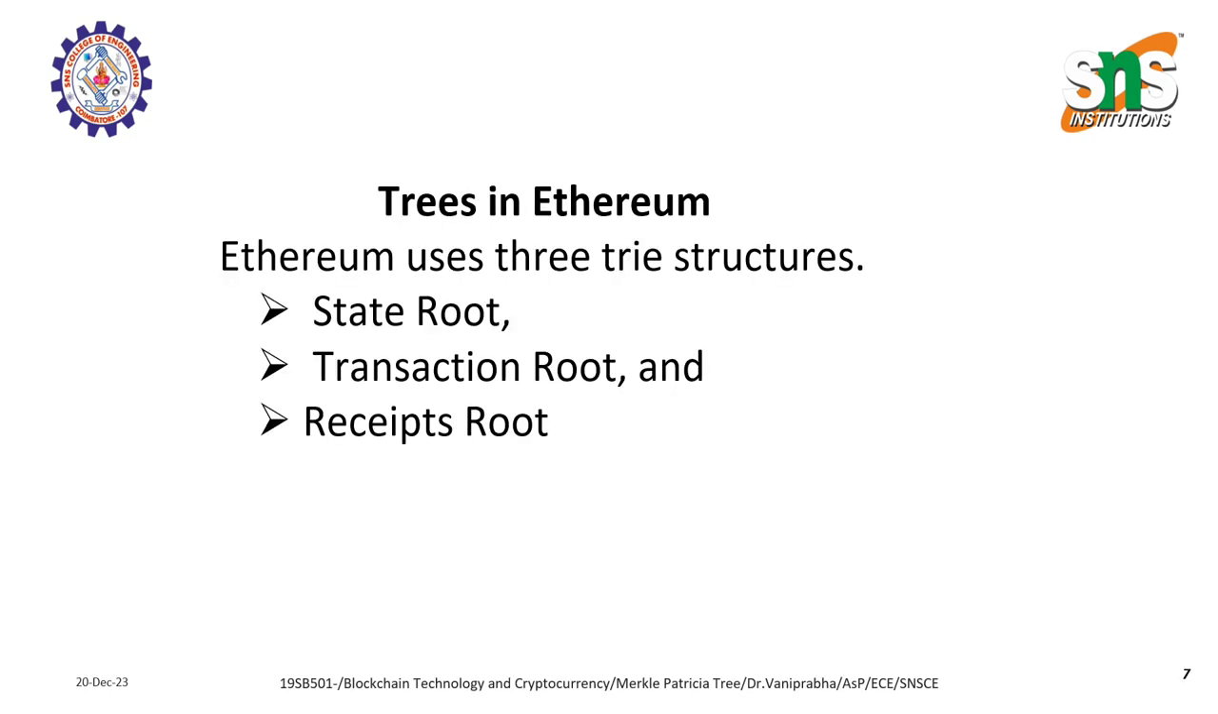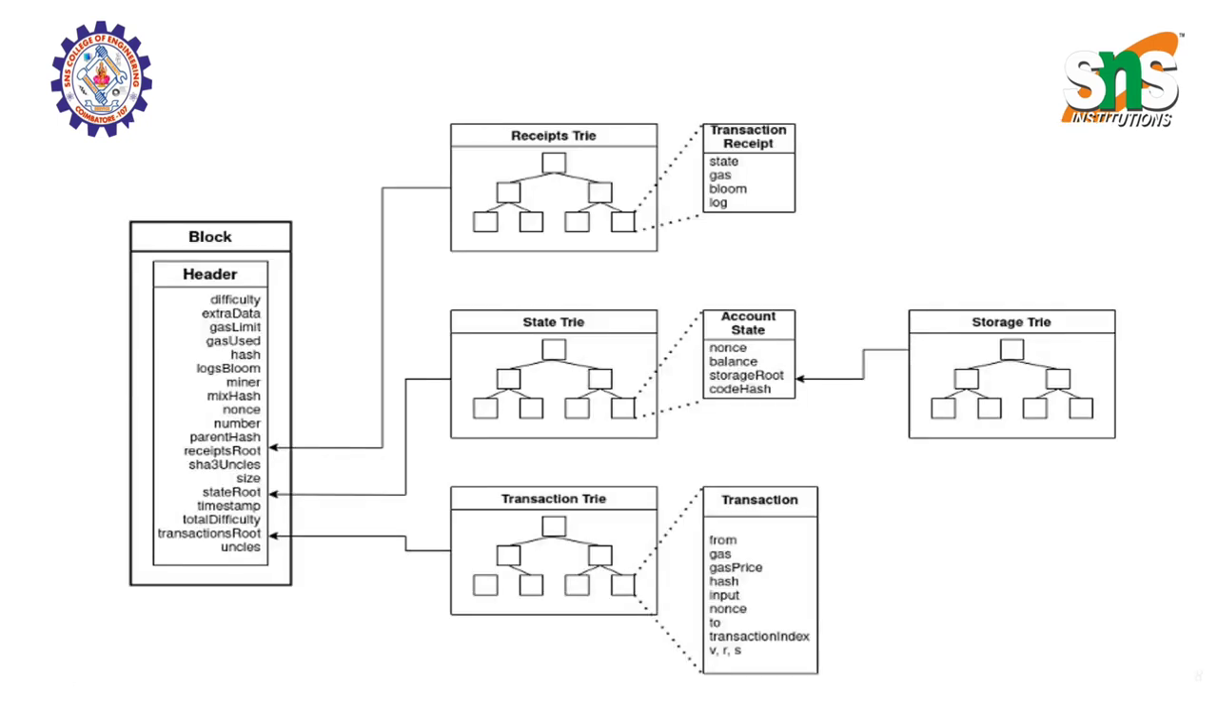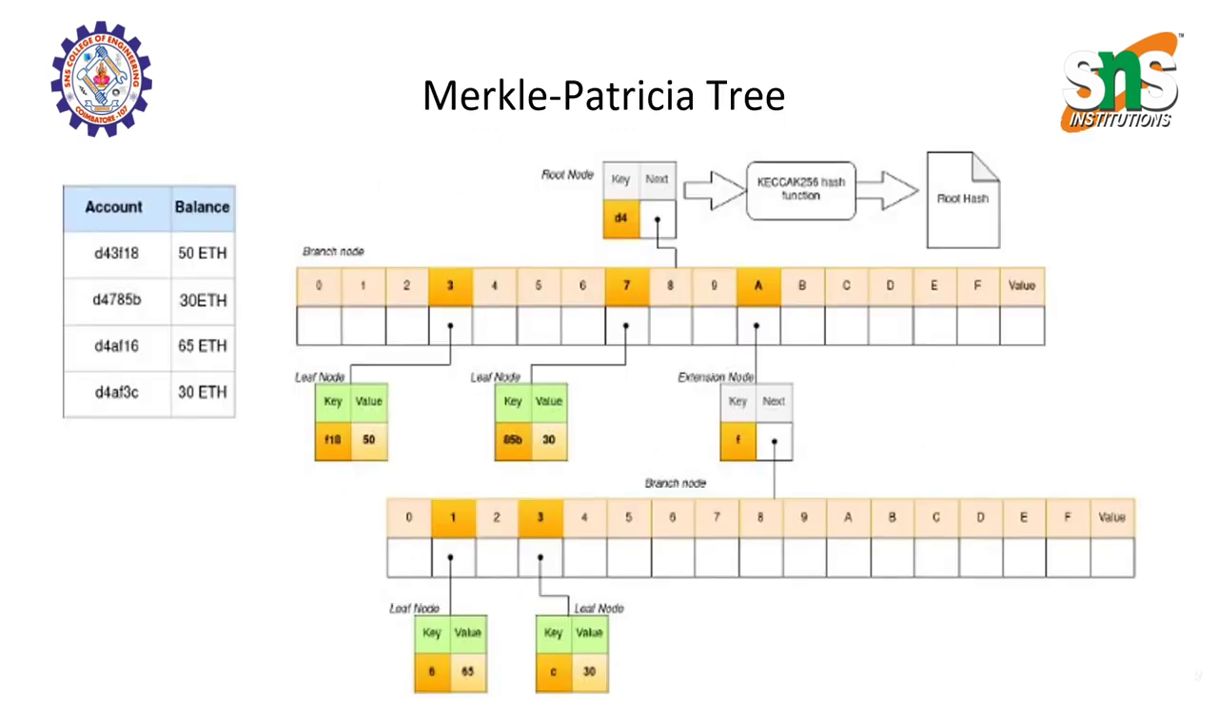There are 3 tree structures in Ethereum. They are state root, transaction root, and receipts root. So this is the pictorial representation of state root, transaction root, and receipt root. And here, this is an example for Merkle-Patricia tree. So the nodes are named as 0, 1, 2, 3 up to 9 and A to F.